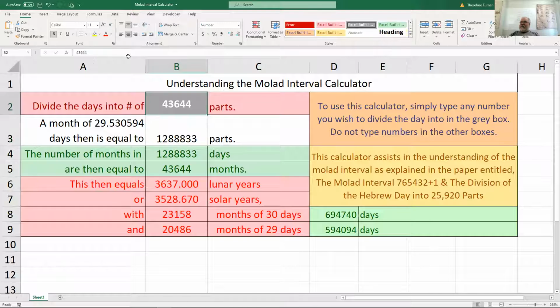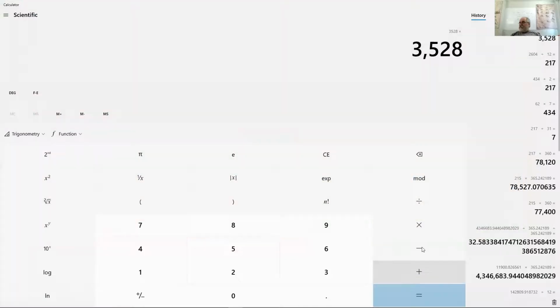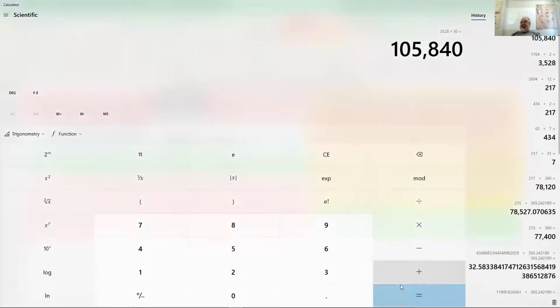Okay, so what I want to find is the number of months. So now I'd have to add these months together, right? Okay, let's do it this way. I'm going to switch over to my calculator. Times 30, so this would be a prophetic month, that's how many days would be in it, and then times 12. So this would be 1,270,080 days.